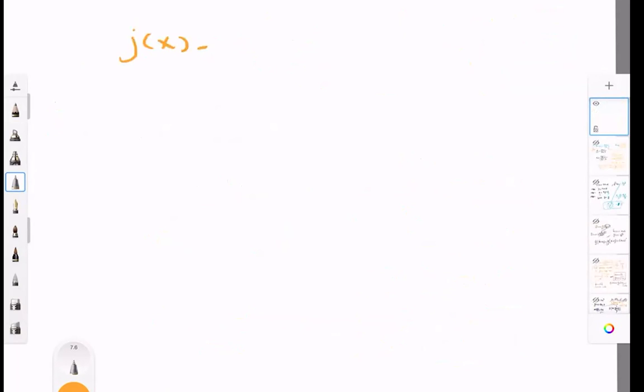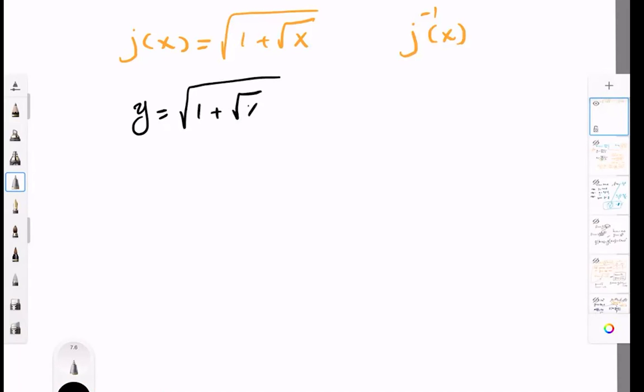J of x equal to radical 1 plus root x. The question is, what is J inverse of x? So first step, I'm going to say y equal to radical 1 plus root x. I switch x and y. X equal to radical 1 plus radical y. Now I have to solve for y.